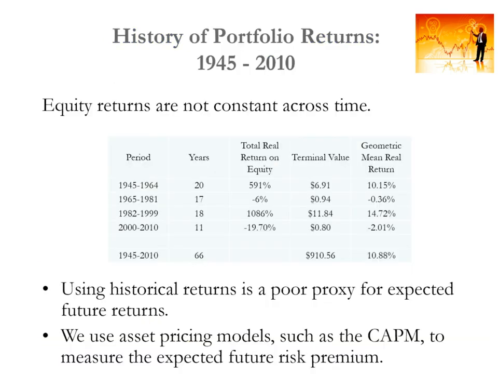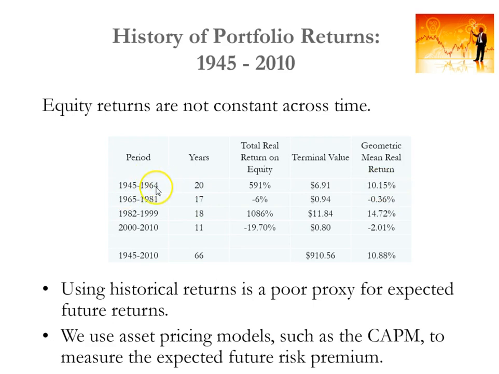Another way of looking at this is to step through history and have a look at what portfolio returns or equity market returns looked like across the period 1945 to 2010. On this slide, we've broken those returns down into 4 approximately equally spaced subperiods. What we can see here is that in the first subperiod of 20 years, the average annual geometric mean return was a bit over 10% per annum. So quite a large return, 10.51% per annum.